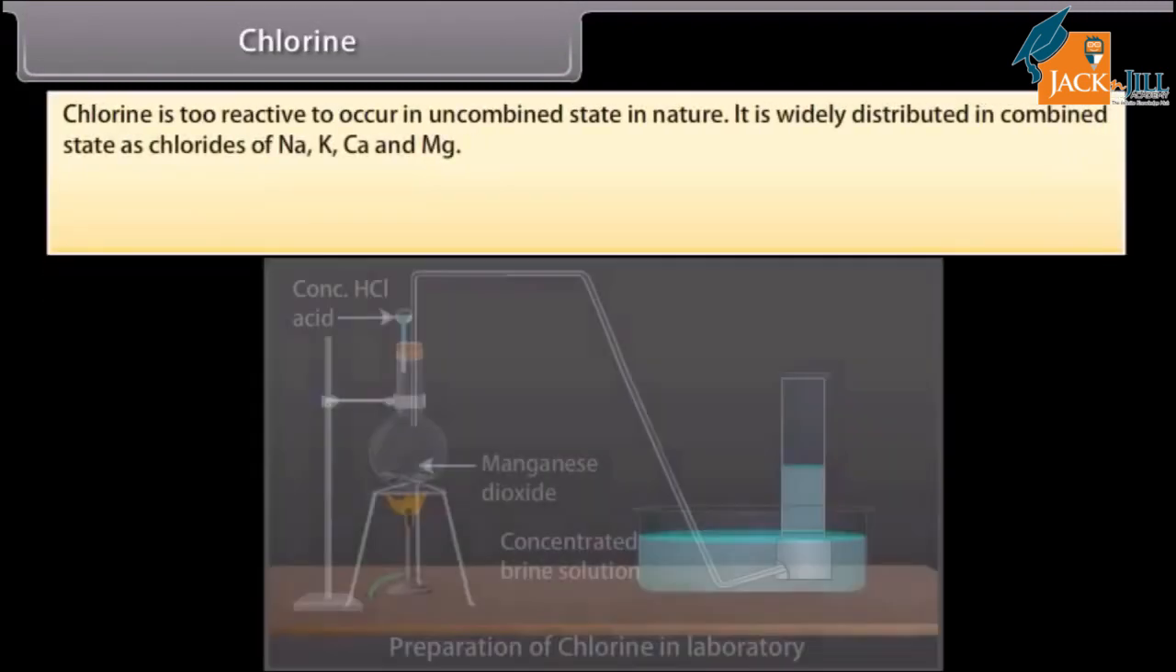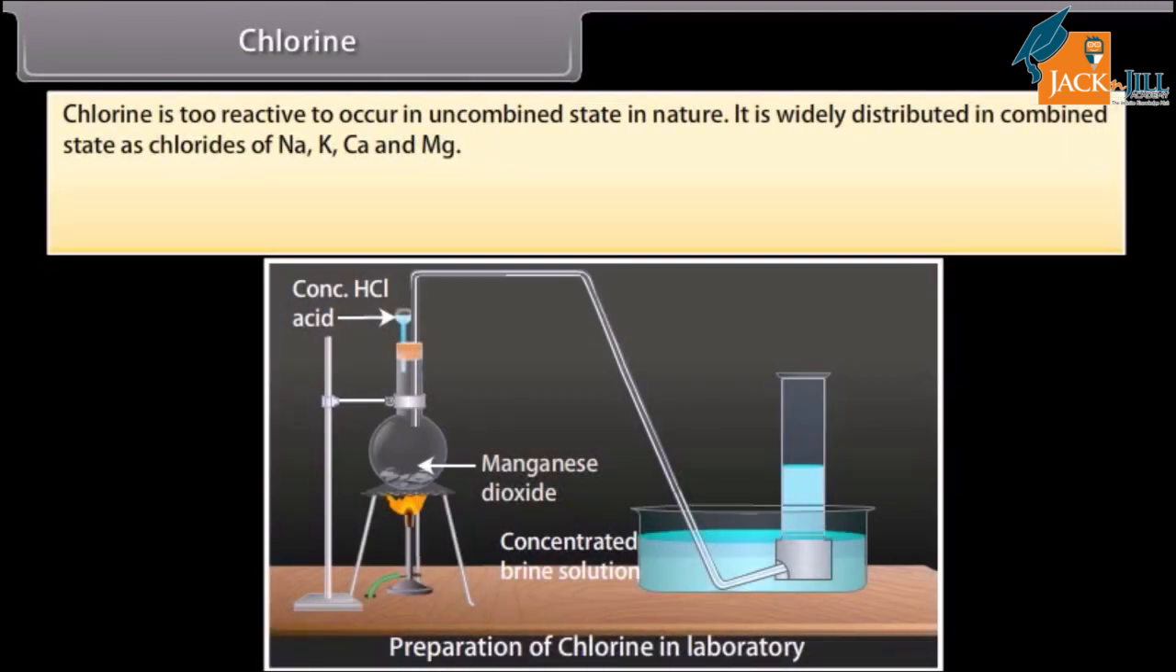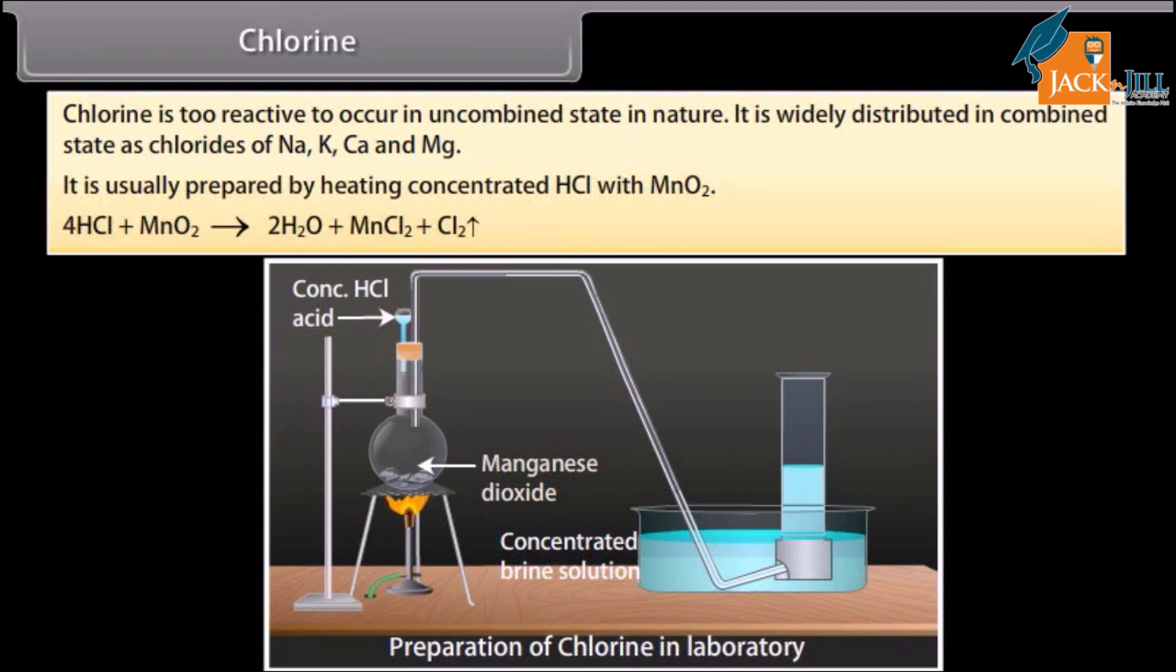Chlorine. Chlorine is too reactive to occur in the uncombined state in nature. It is widely distributed in combined state as chlorides of Na, K, Ca and Mg. It is usually prepared by heating concentrated HCl with MnO2.